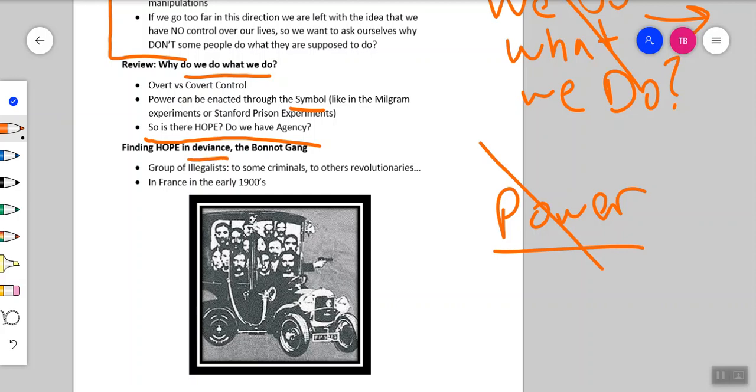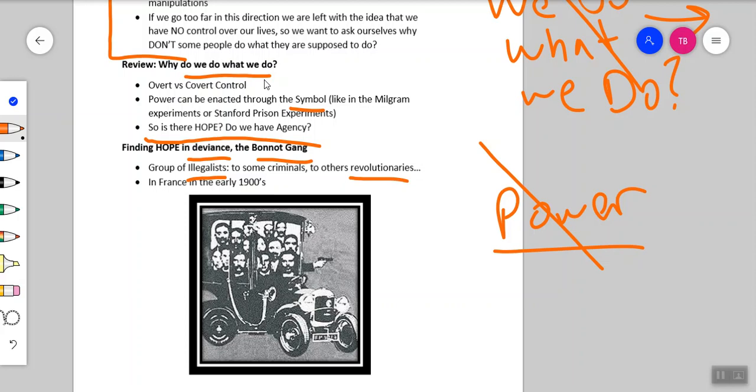One of the main ideas we're going to look at is this term of deviance, people that deviate from what they're supposed to do. We'll look at that in a little bit, and at finding hope in deviance, and how this could be a possible framework for us to think about how things change. An example we could take a look at is the Bonnot gang, a French group from the early 1900s. They organized and they were deviants from society, and for some, they're called illegalists. To some folks, these people were considered criminals. To others, they were considered revolutionaries.